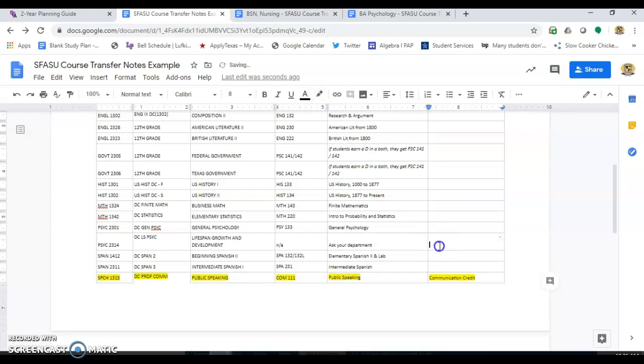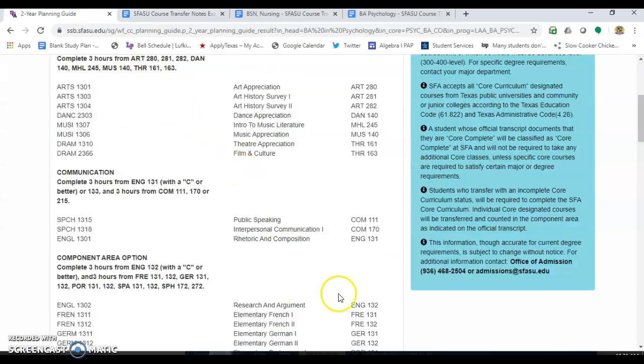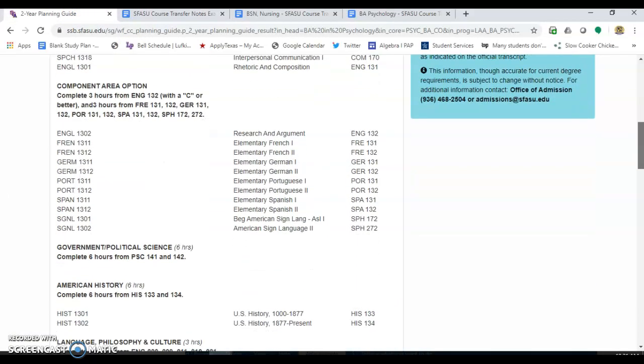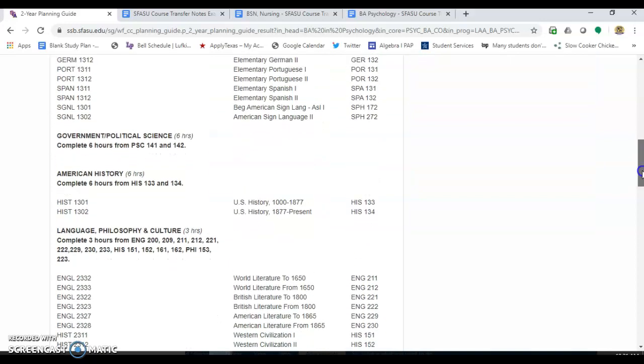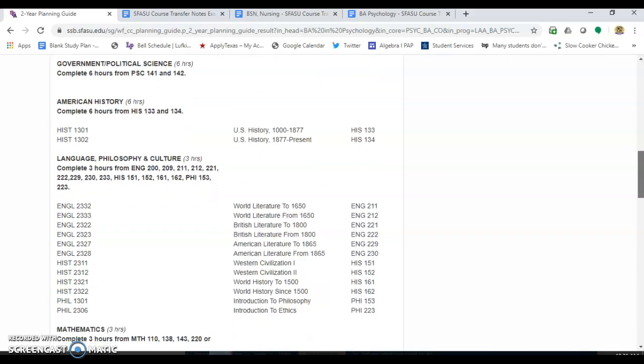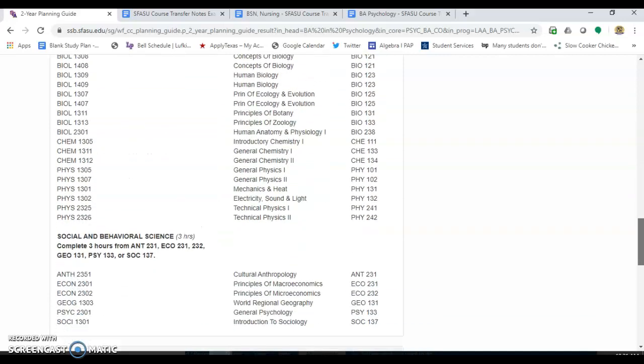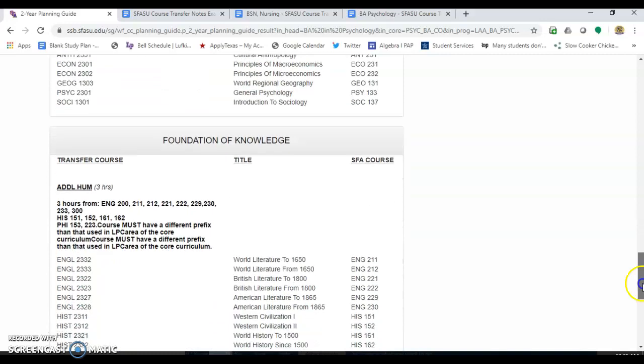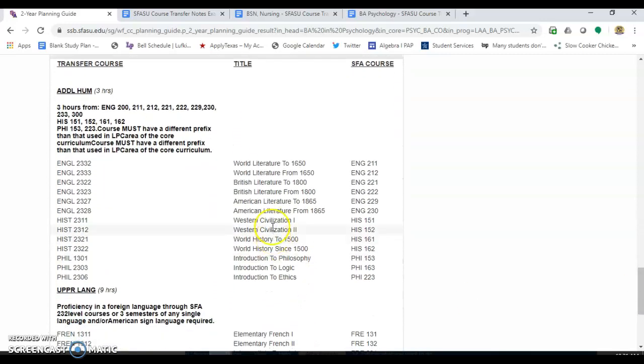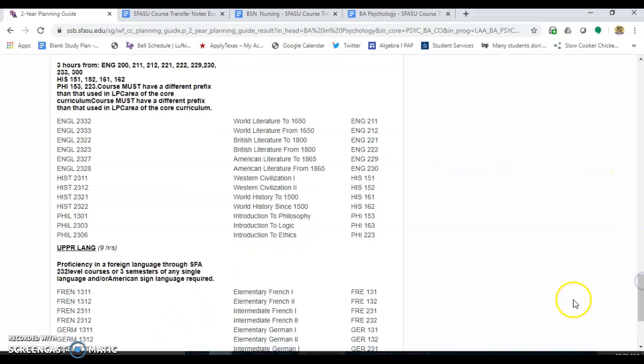So each area is the same. You're just going to keep going through this list. So you'll have the component area option, government and political science, American history, language, philosophy and culture, math, life and physical science, social and behavioral sciences. You'll have these additional humanities courses for particularly a psychology major. This isn't actually the same for every major. And then they require additional foreign language if you are a psychology major.